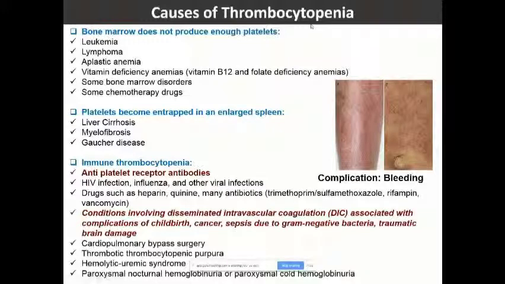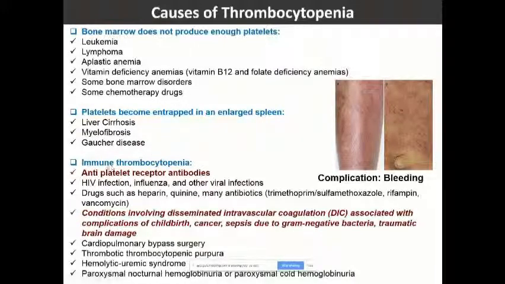So what causes thrombocytopenia? This is a long list, and I won't go through it. Obviously, bone marrow doesn't produce enough platelets. Cancer is very often involved. Different types of cancers can have vitamin deficiency. Certain therapies, such as chemotherapy and others. Platelets also can become entrapped in enlarged spleens, and there are multiple causes for this. So you just sit there in the pool of that spleen and disappear, and they are not visible to the circulation.